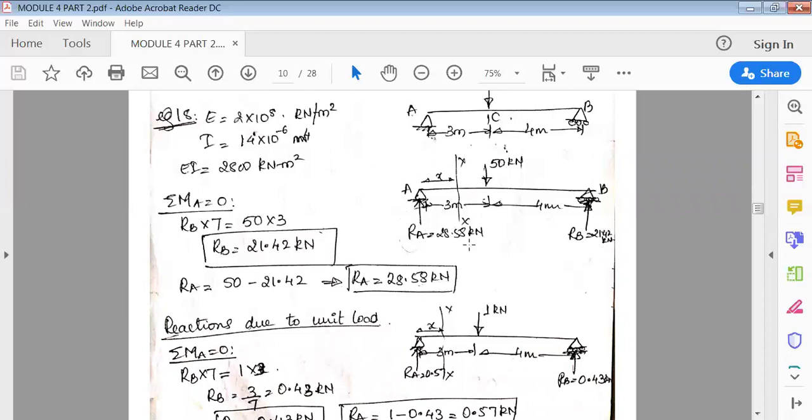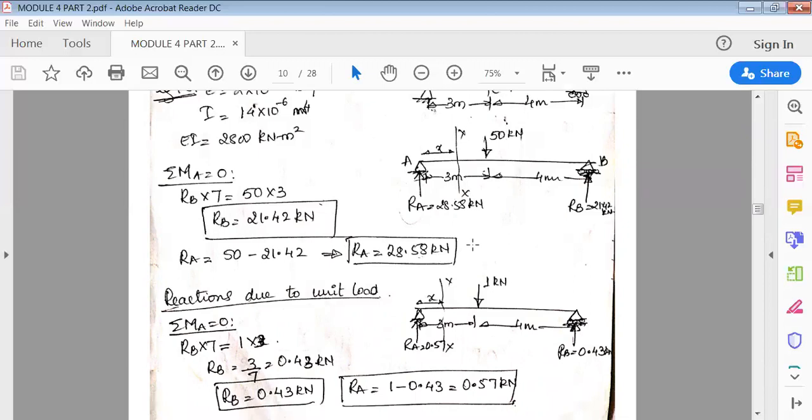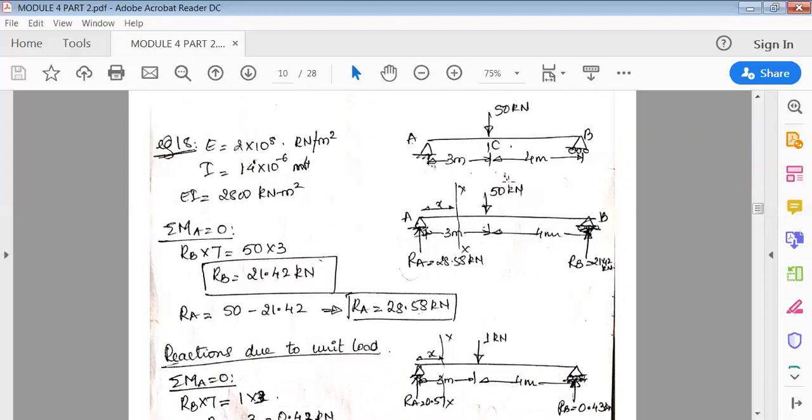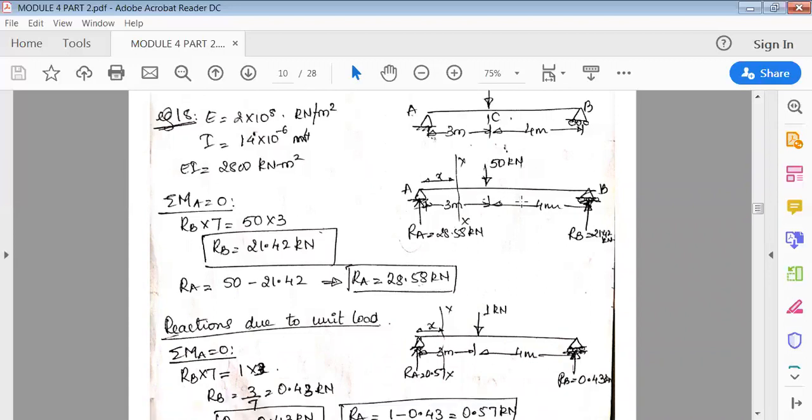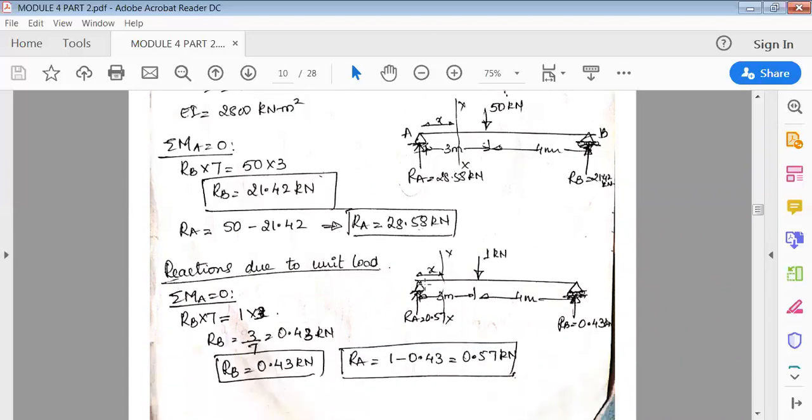Once you find the reactions, we apply the unit load method. Wherever the external load is acting, that load is replaced by 1 kilonewton. Again it is ABC, the complete length is AB, and exactly at C, at a distance of 3 meter, I've removed the 50 kilonewton load and applied only a 1 kilonewton load. This is called the unit load.